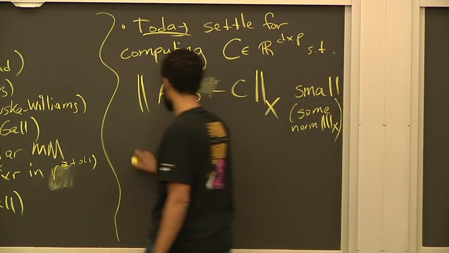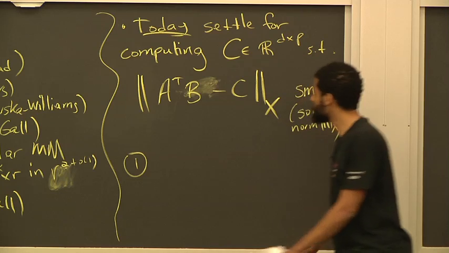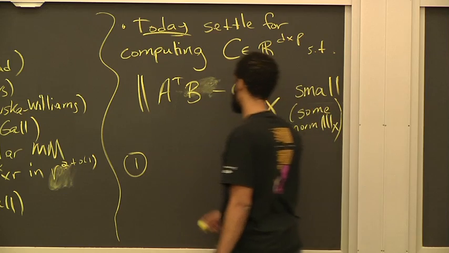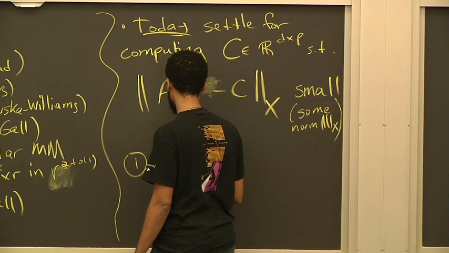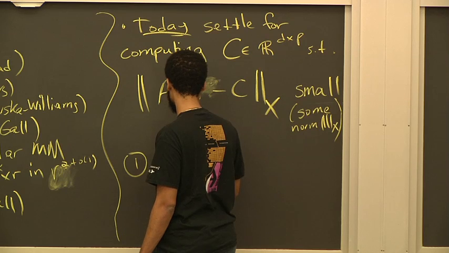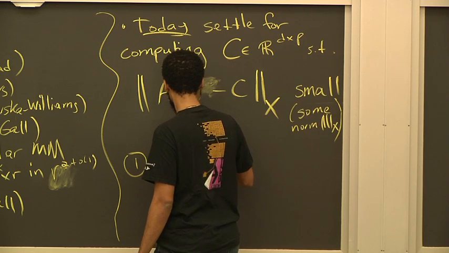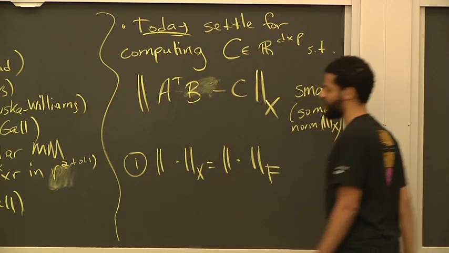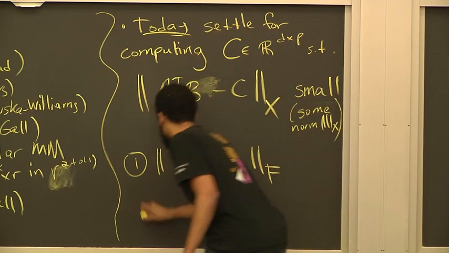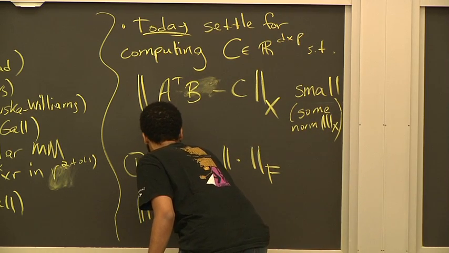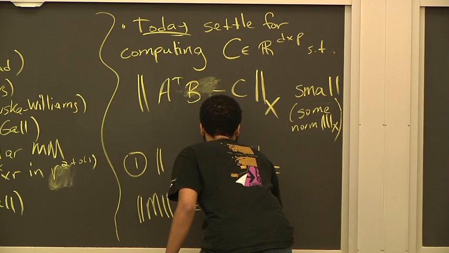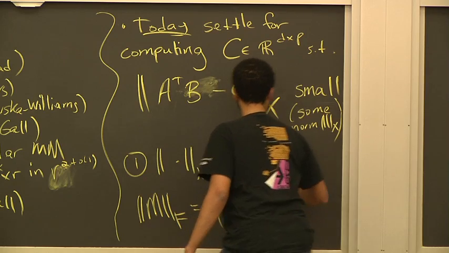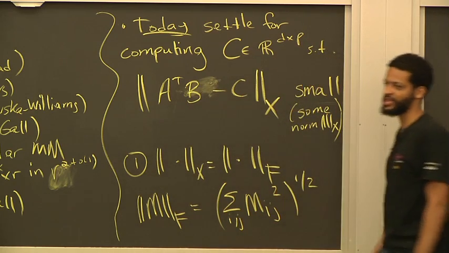So we're going to discuss this today. And the first method that we're going to look at is getting Frobenius norm error. Remember that the Frobenius norm of a matrix is the square root of the sum over all i, j of M_ij squared. So treat the matrix like a vector and take its L2 norm.